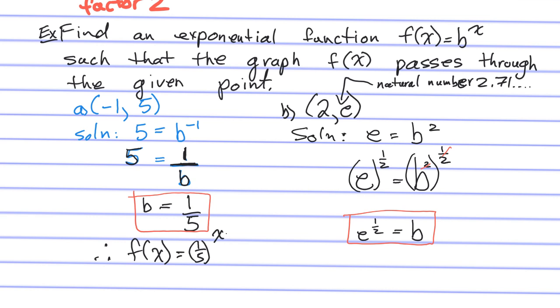So there is b, and now we just restate our equation. So therefore, f of x is equal to b, which is e to the 1/2, all raised to the x. And then you can simplify that to be e to the x over 2. And that is our final answer for f of x. All right, so now let's move on to the next question.